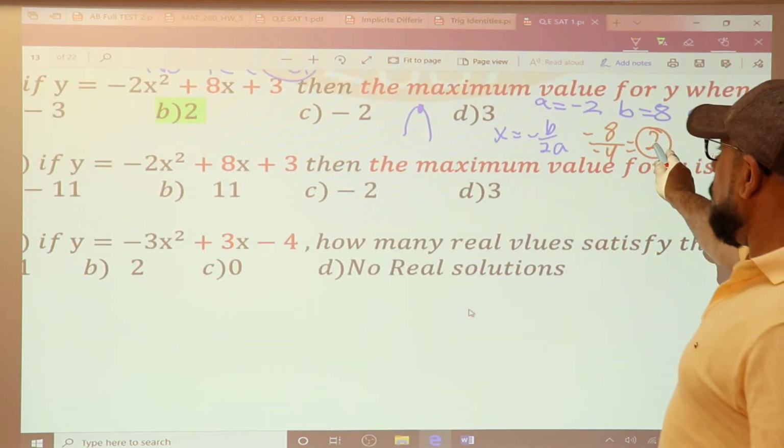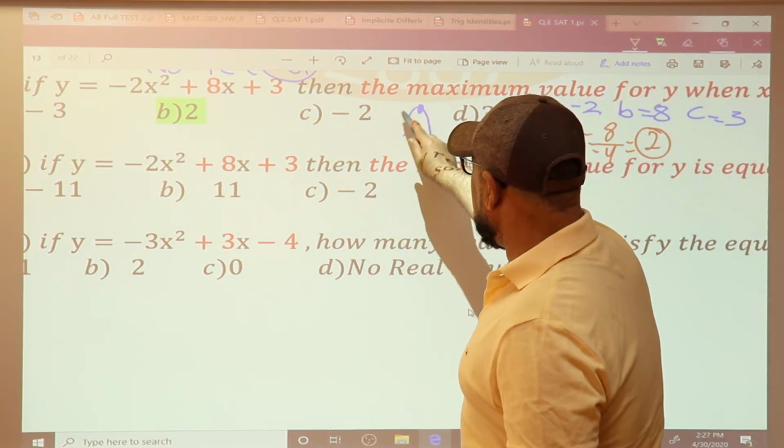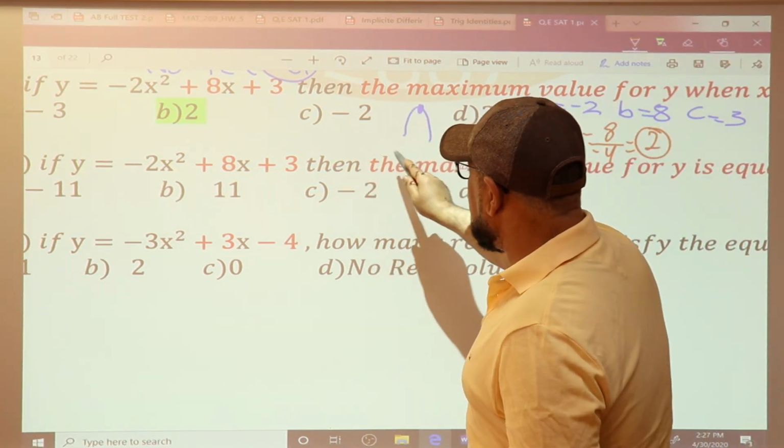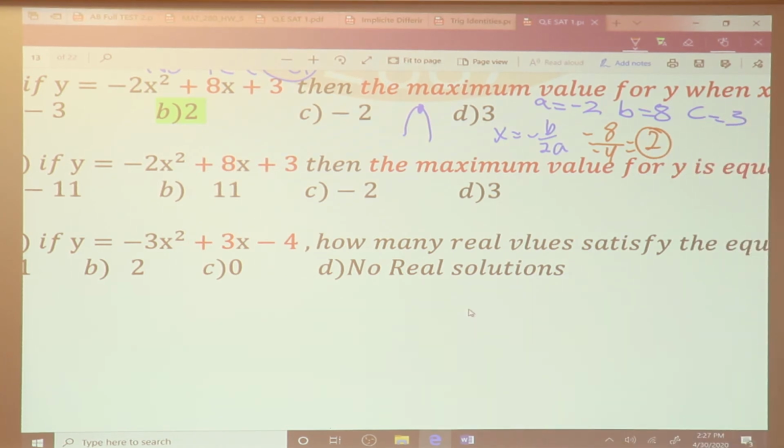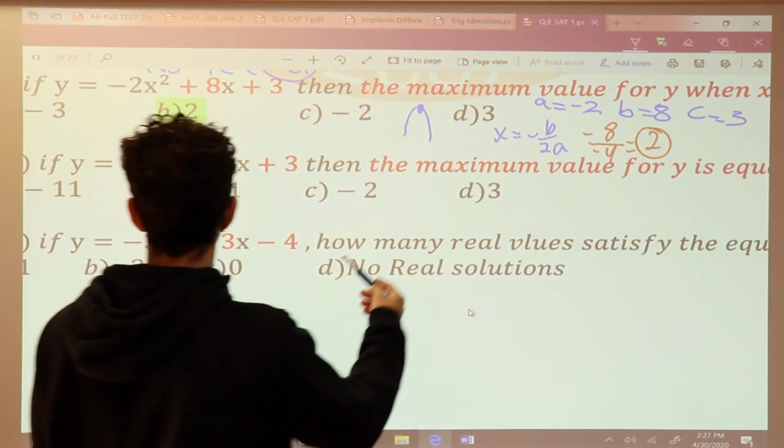Now we have the x value 2, which is the vertex. Now he needs the maximum value, so you plug 2 into the equation.